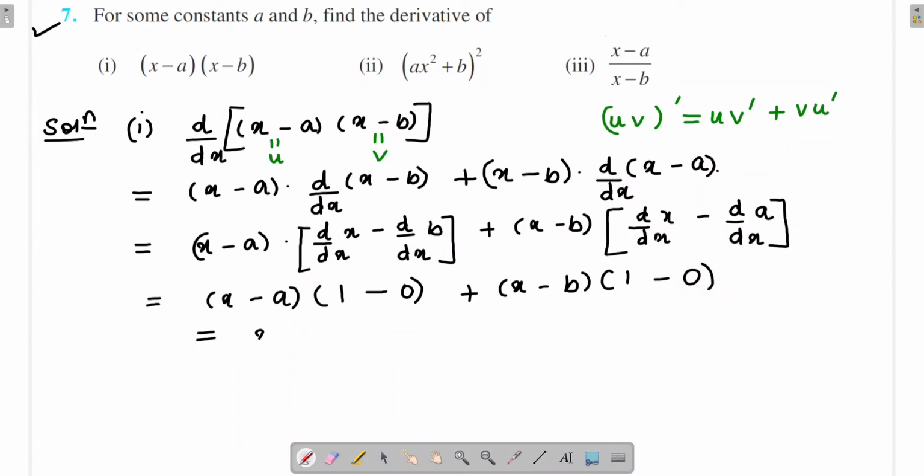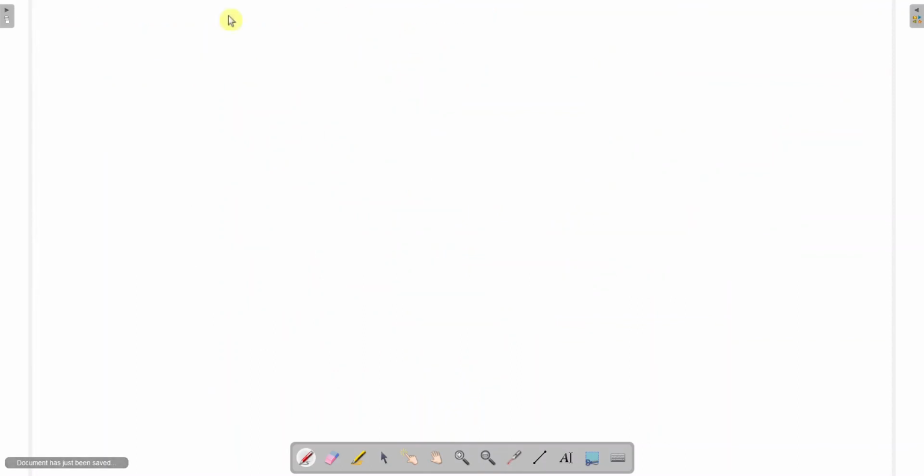So what we will get? X minus a plus x minus b. Okay, so this will be equal to what? X plus x is 2x and minus a minus b. Okay, that is the answer for the first sub problem. Now let us go to the second one.